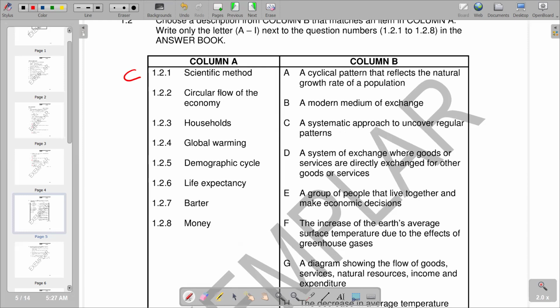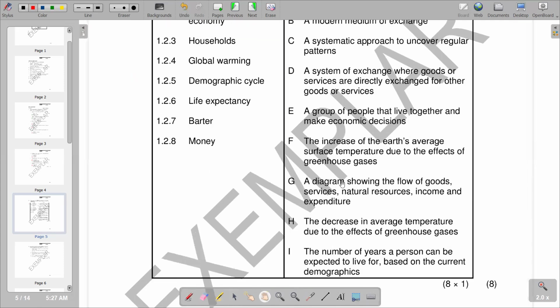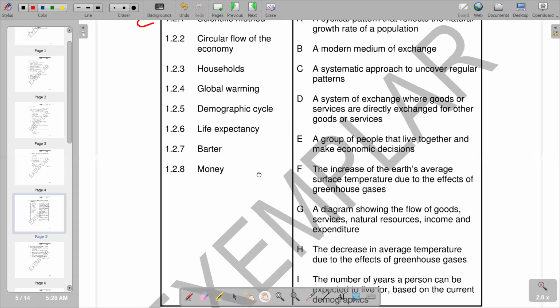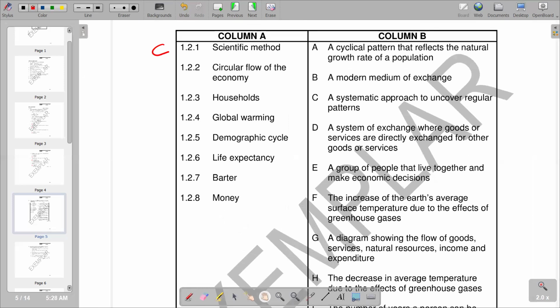Then we go to 1.2.2, circular flow of the income. Remember, the circular flow of the income, we're saying this is the flow of the real income and the money income. So according to the explanation that we have there, if you go to G, it's saying a diagram showing the flow of goods, services, natural resources, income, and expenditure. So it represents circular flow. Remember, the real flow that is represented in this explanation, we've got goods, services, and natural resources. And then the money flow is represented by income and expenditure. So basically, that's what we have. So G is the correct response that we have there.